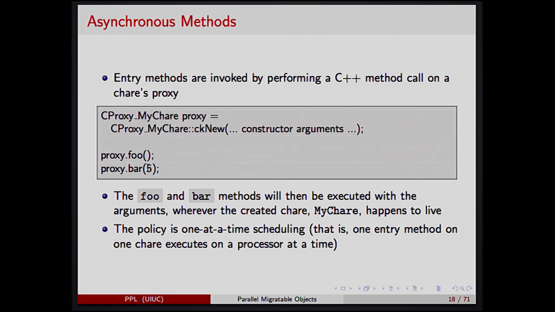So now these method invocations are asynchronous. What does that mean? That means that if I have a proxy.foo and proxy.bar calls coming from one place, there is no guarantee that foo will execute before bar. Okay? This is to keep things very efficient.